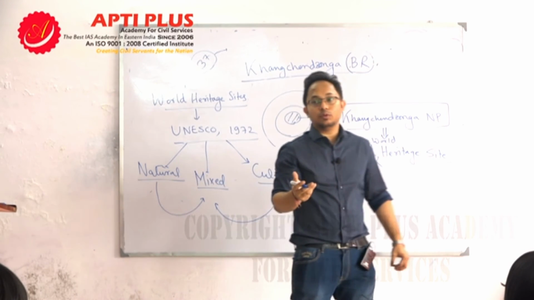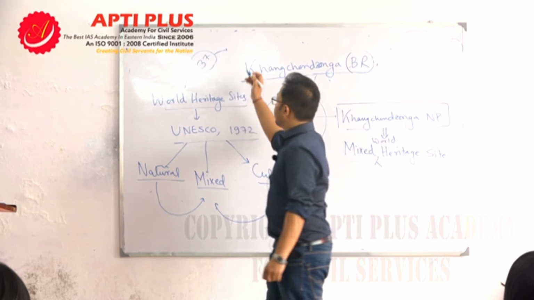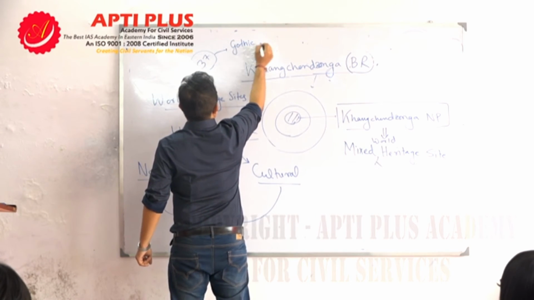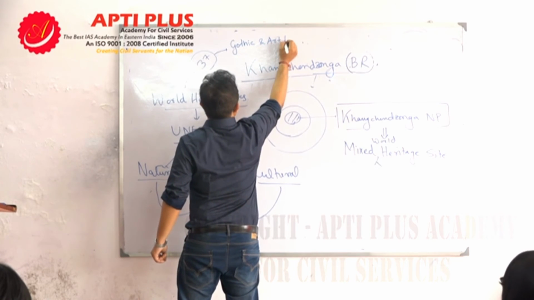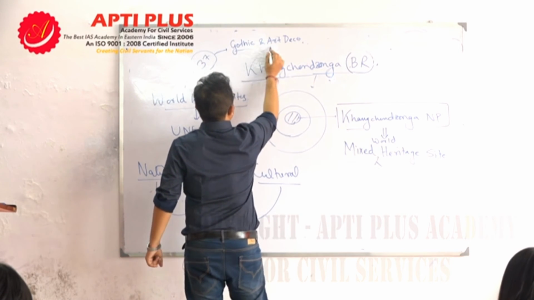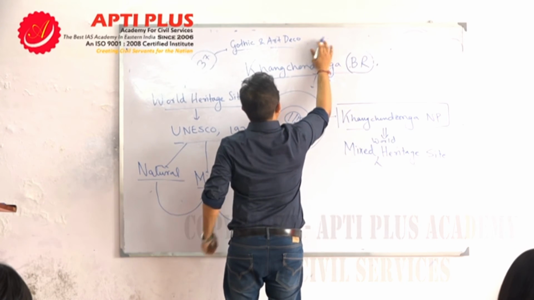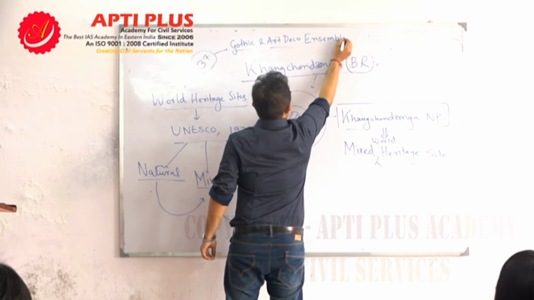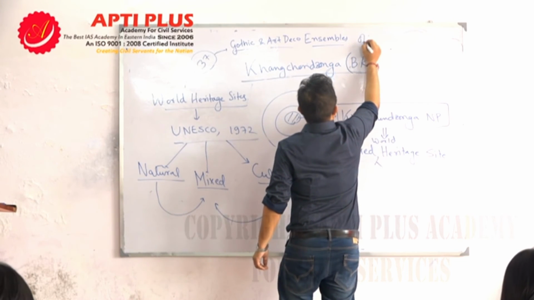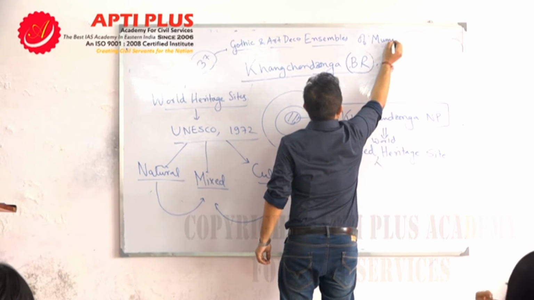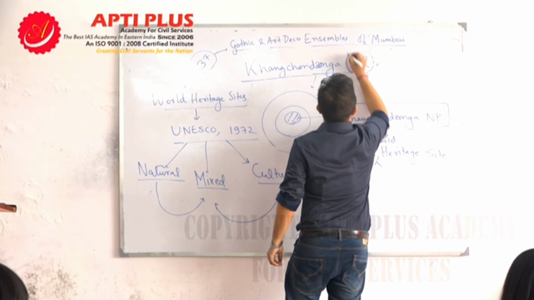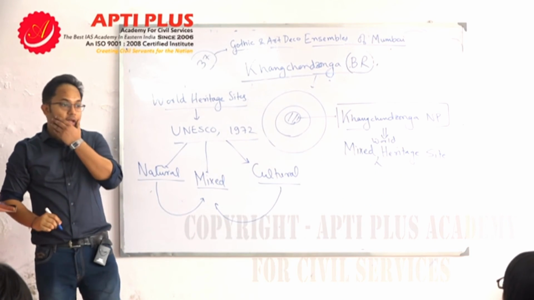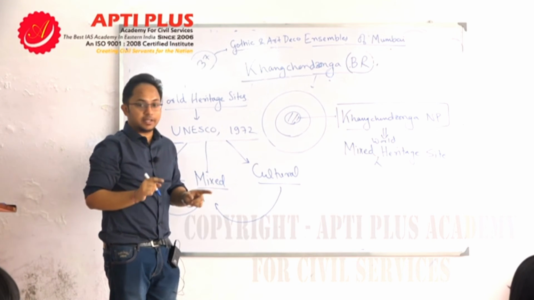तो इसके लिए आपको पढ़ लेना होगा कि you have this Gothic and Art Deco. These are two architectural traditions. ठीक है? Gothic and Art Deco ensembles of Mumbai. This was declared as the 37th World Heritage Site in India. Gothic and Art Deco, ये दोनों traditions हैं.